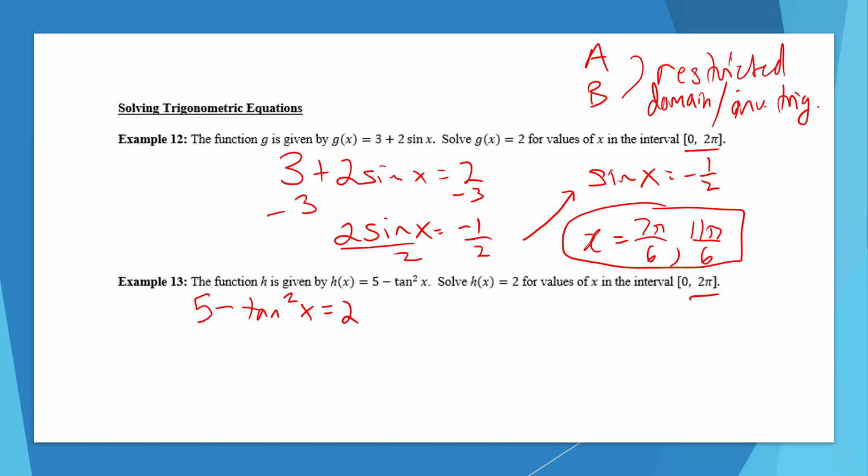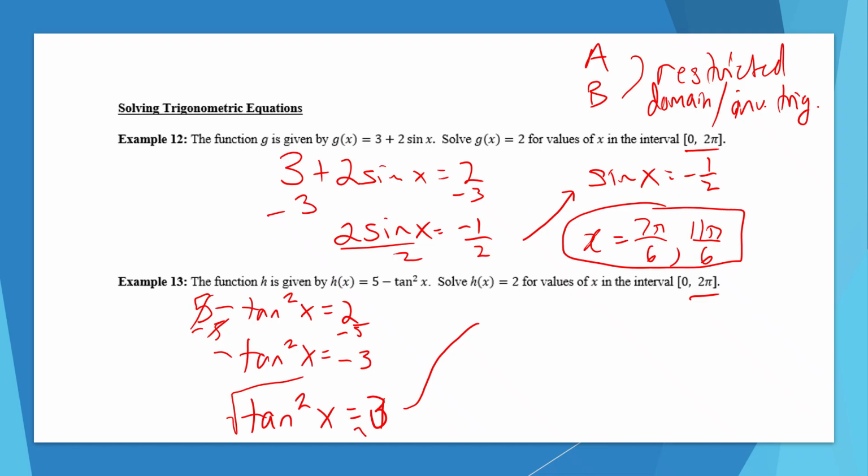I'm going to start by subtracting 5 from both sides. So minus 5, that will cancel out. 2 minus 5, this is negative 3. And then I'm going to divide both sides by negative 1 to get tangent squared x equals 3. Once I have that there, I'm going to take the square root of both sides. And so this is also where I add the plus or minus and then square root 3.